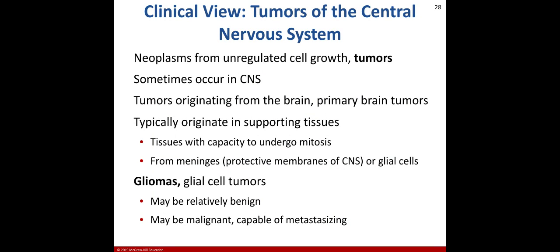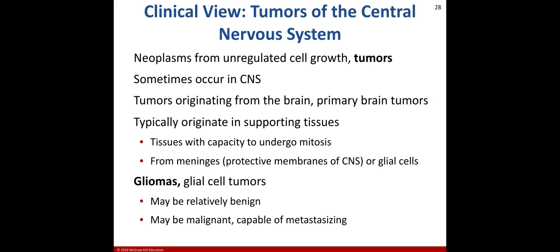So, interesting clinical view. I don't always keep these in, but it's fascinating stuff, and I know a lot of you are wanting to do medical careers in some way. So let's look at tumors of the central nervous system. What's happening there? So neoplasms are unregulated cell growth. That's a tumor. And these can occur in the central nervous system. So there's tumors that are in the brain. Okay, then we would call them primary brain tumors.